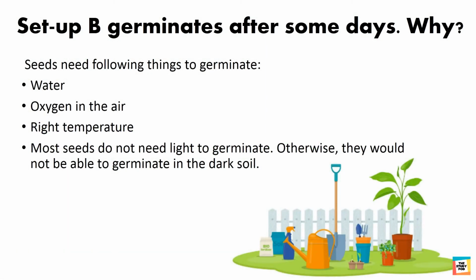Seeds need the following things to germinate: water, oxygen in the air, and the right temperature. Most seeds do not need light to germinate. Otherwise, they would not be able to germinate in the dark soil. Now let's find out why seeds need these things to germinate.